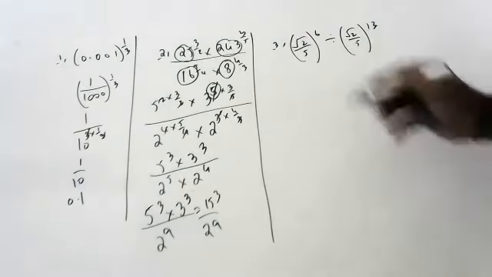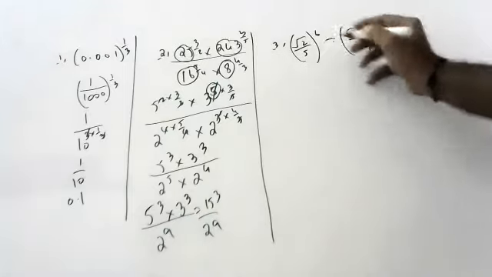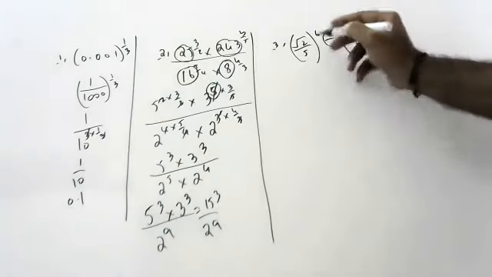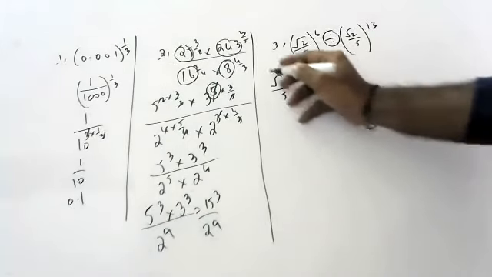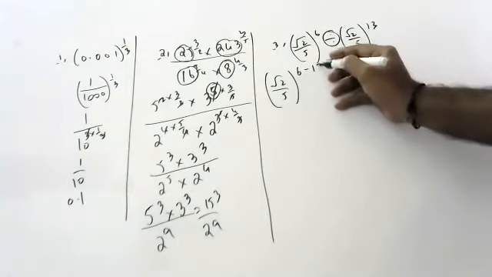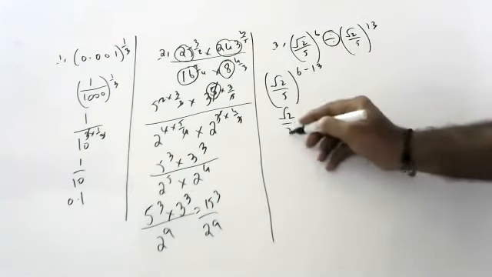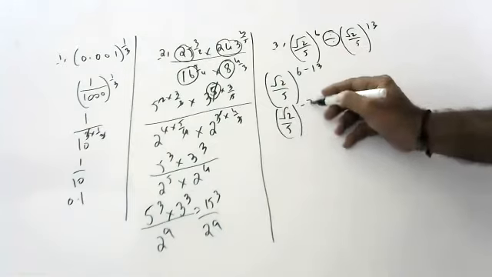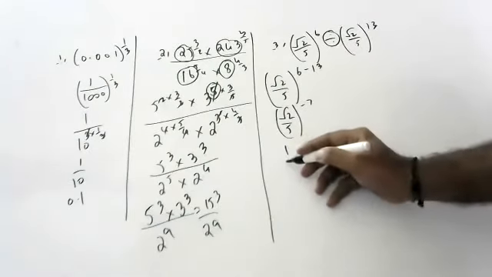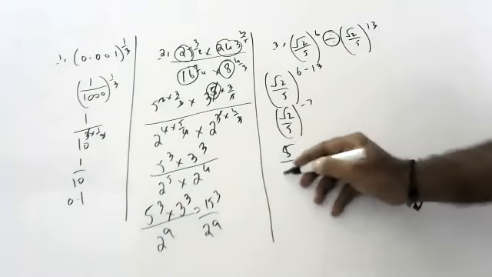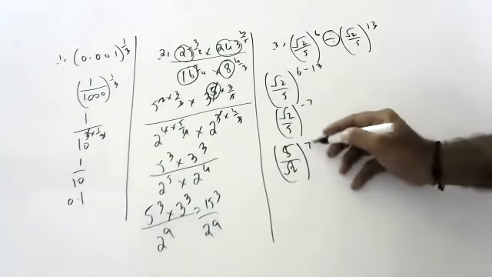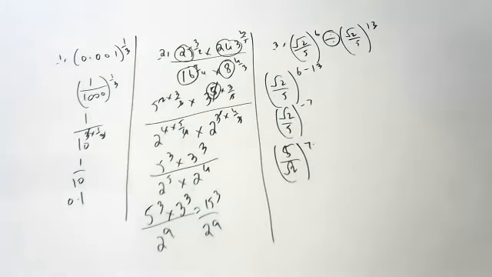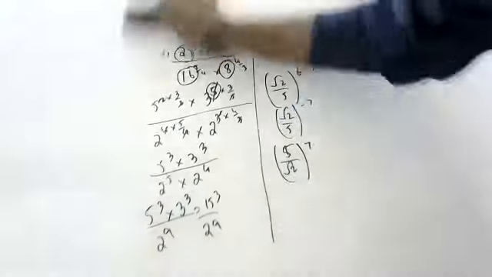When bases are the same, powers can be subtracted. Root 2 by 5 whole to the power 6 minus 13, so root 2 by 5 to the power minus 7. That is 5 by root 2 whole to the power of 7. That's it. Very good. Next one.